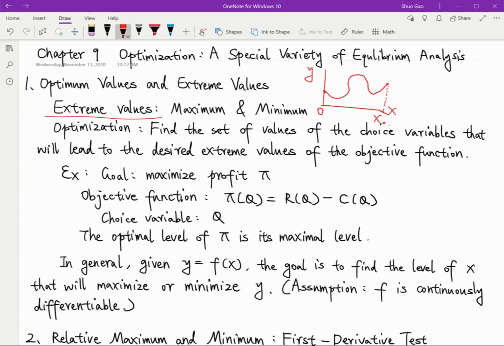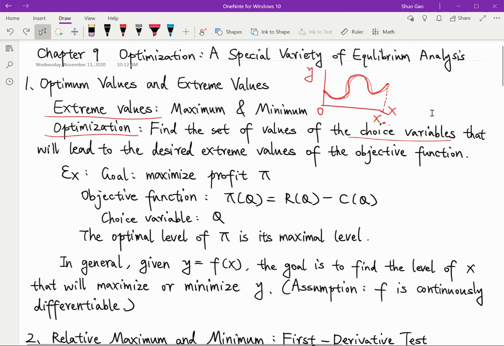If you don't know how to draw the graph in a plane, then it's very hard for you to find that by just thinking about it, right? So we'll talk about how to use derivatives to find the maximum and the minimum value. And optimization, or optimum values, means finding the set of values of the choice variables, which we'll talk about later on, that will lead to the desired extreme values of the objective function.